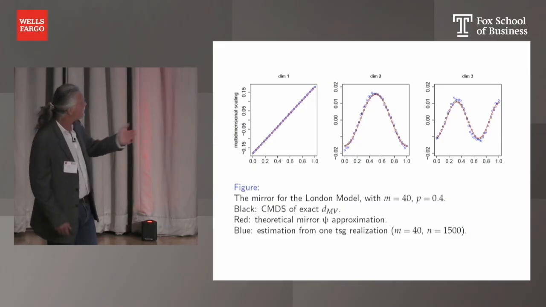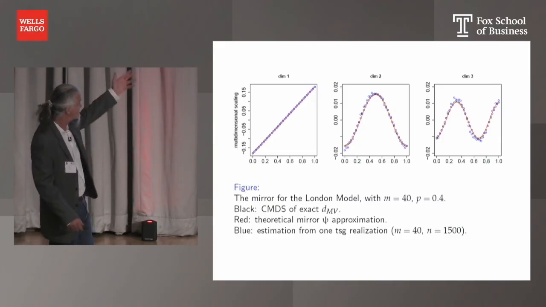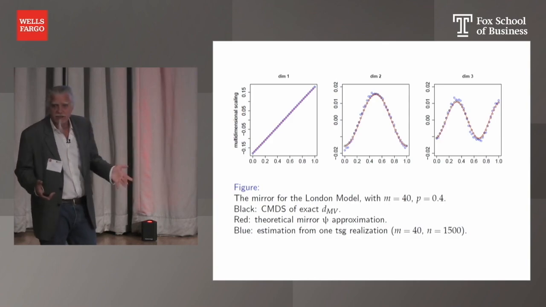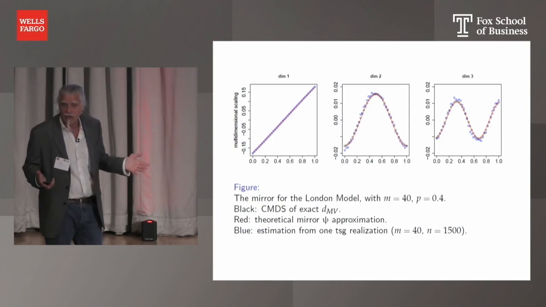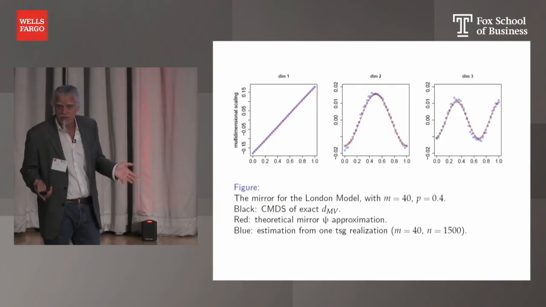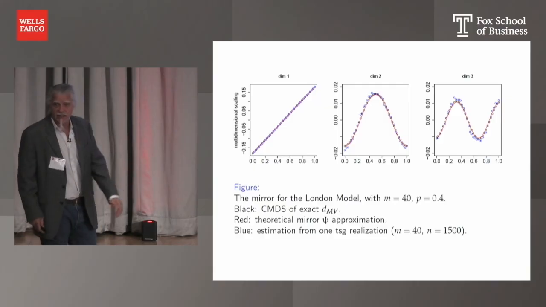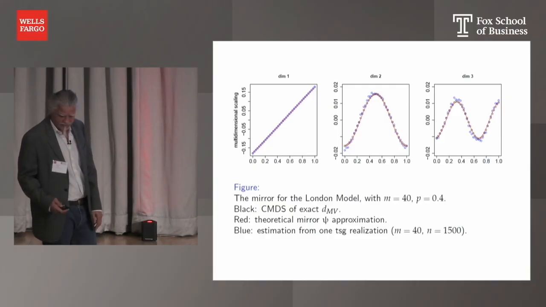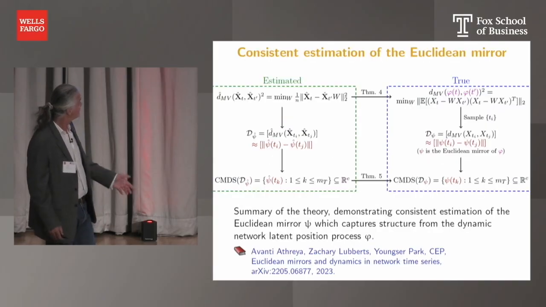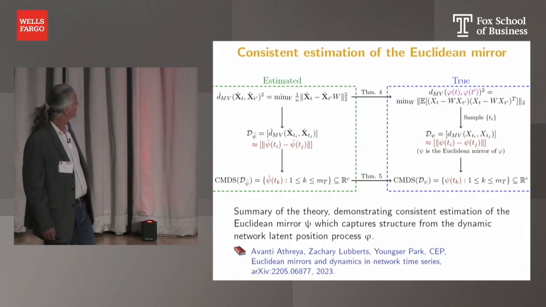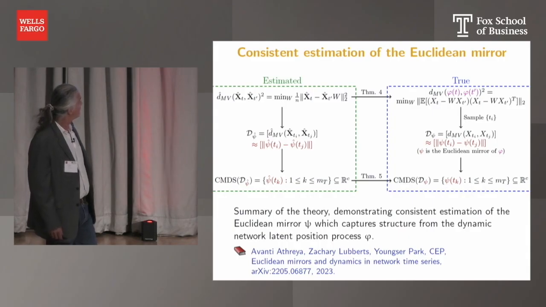And then the blue is what happens if I actually realize this from a time series of 400 networks, each on 1,500 vertices, and the blue looks just like it's trying to be the black and the red. So that's great. Who cares? I do. Here's from this Euclidean Mirrors paper that Avanti and Zach came up with.